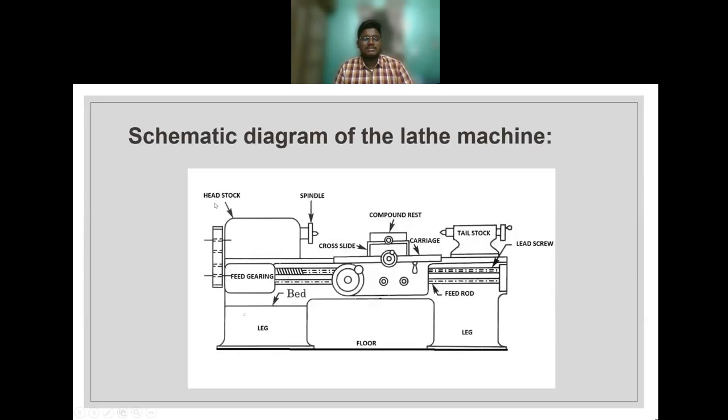So the schematic diagram, as I told before: this is the headstock, this is the tailstock, this is the carriage, this is the apron, this is the cross slide, this is the compound rest, and this is the saddle, in which we have the clutch, and this is the feed generator. This is the leg which is used for holding the bed, and this is the floor. This is the wheel which is used for movement. Here we have our material, and here we have the tool which is used for cutting.